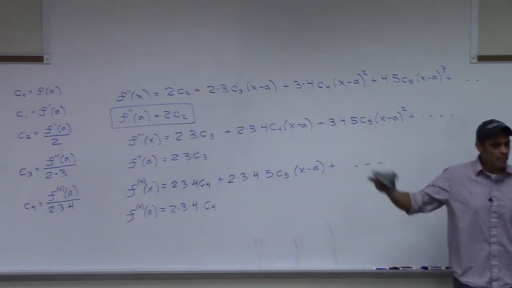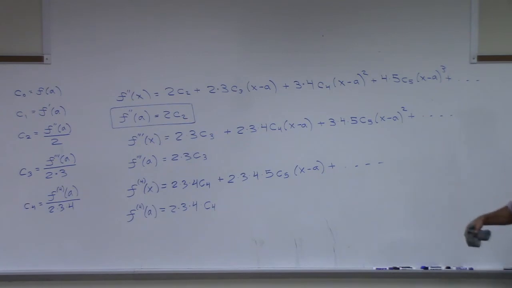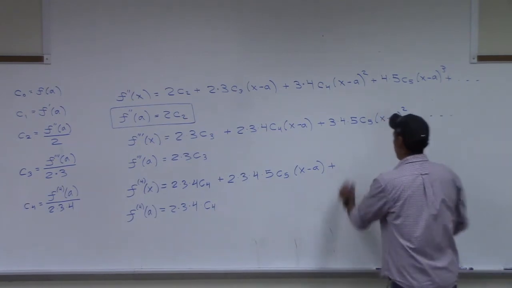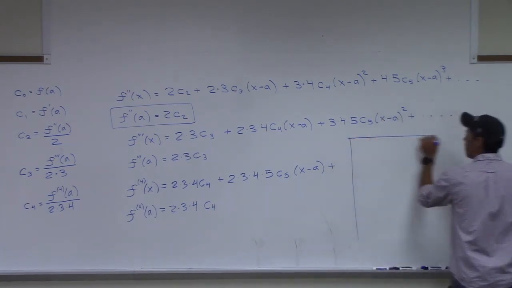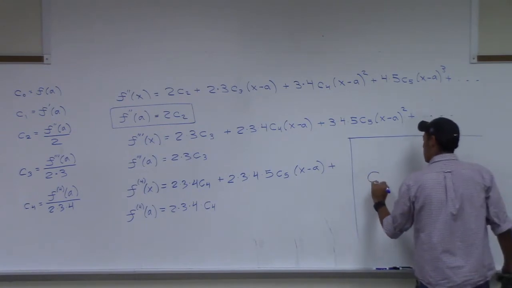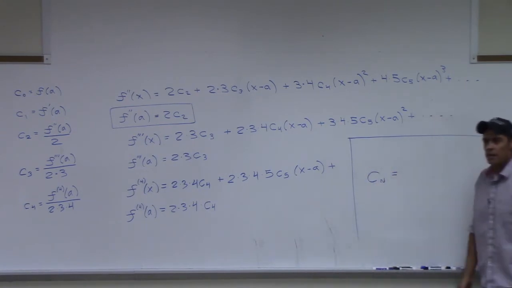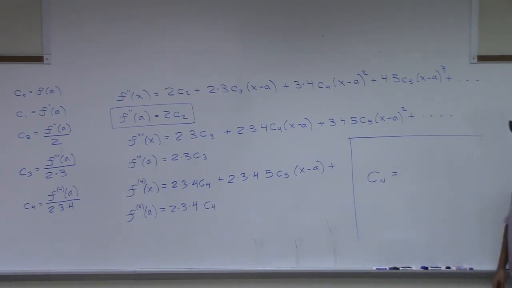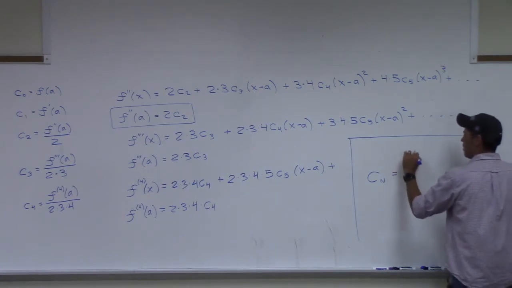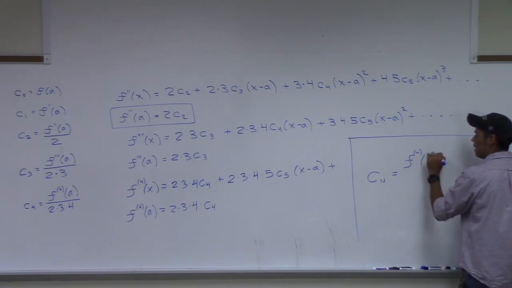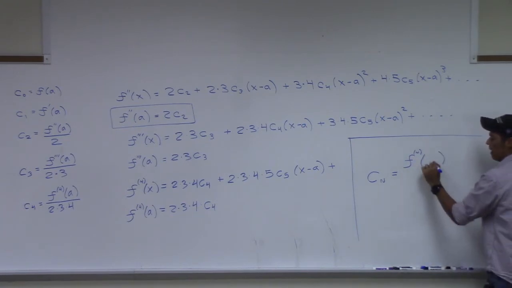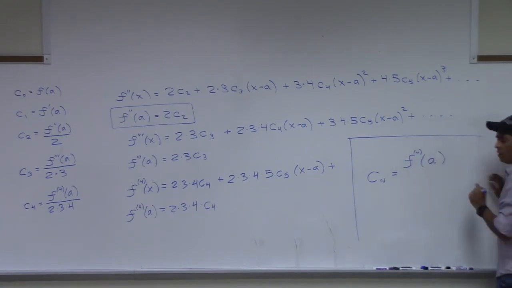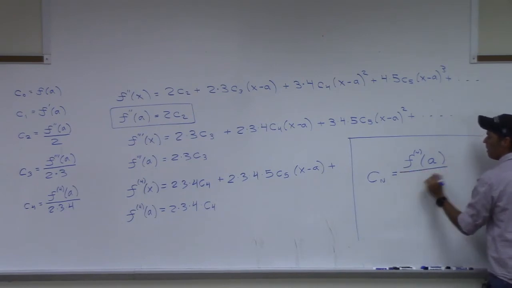Using this same process over and over, can we come up with a formula for c sub n? We can. What is it? The nth derivative of the function evaluated where? At a, that's important, over n factorial.